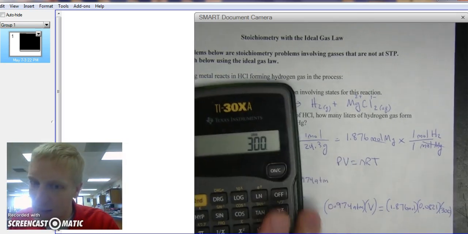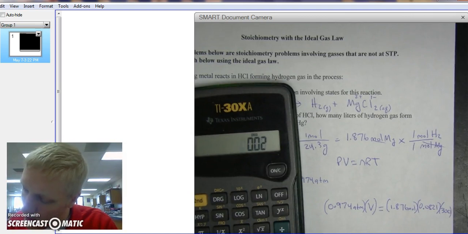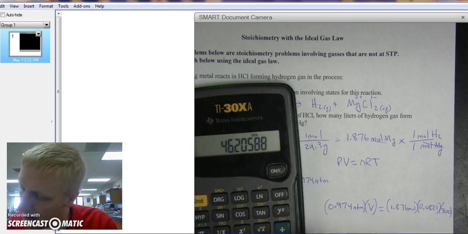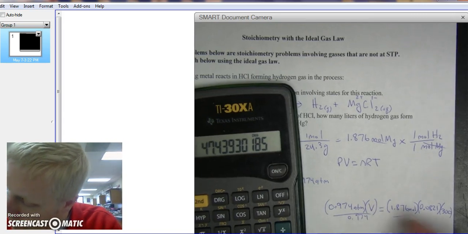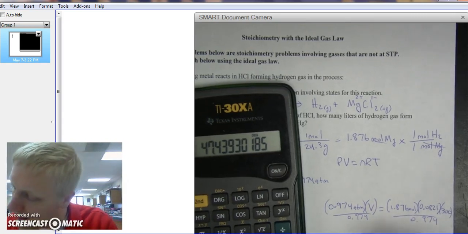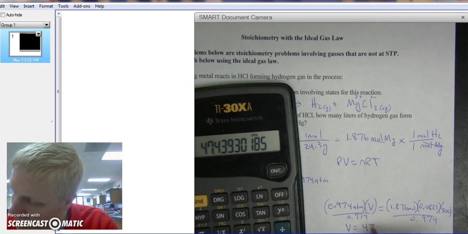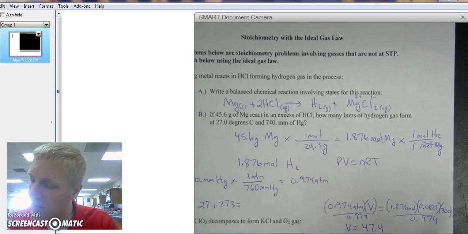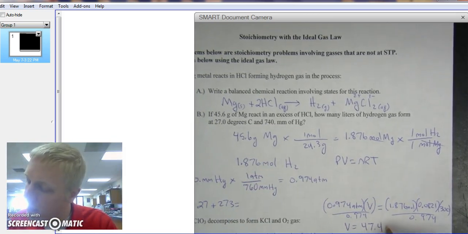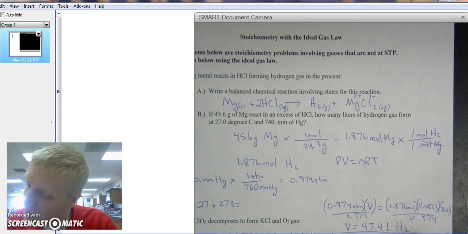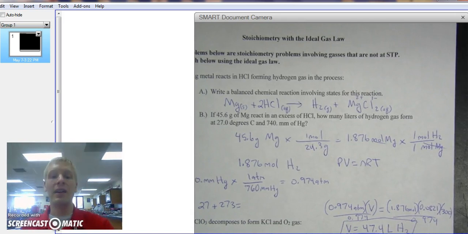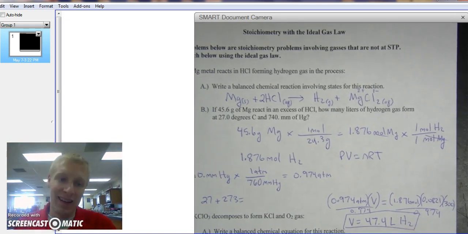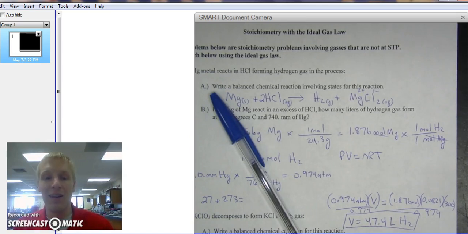So now we're going to solve this guy out. 300 times 0.0821 times 1.876. Divide both sides by 0.974. That looks like it gives me a volume of 47.4. Double check sig figs. 3 sig figs, 3 sig figs, 3 sig figs. 47.4 liters of H2 gas is produced. And that is how you combine stoichiometry with the ideal gas law to find an unknown volume.